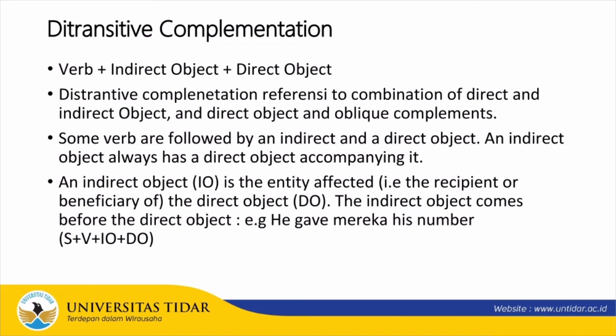The example is: he gave me his number. Subject plus verb plus IO plus DO. We can say the subject is he, the verb is gave, the indirect object is me. I'm sorry, it is a typo. It should be me, and his number is DO, or direct object.